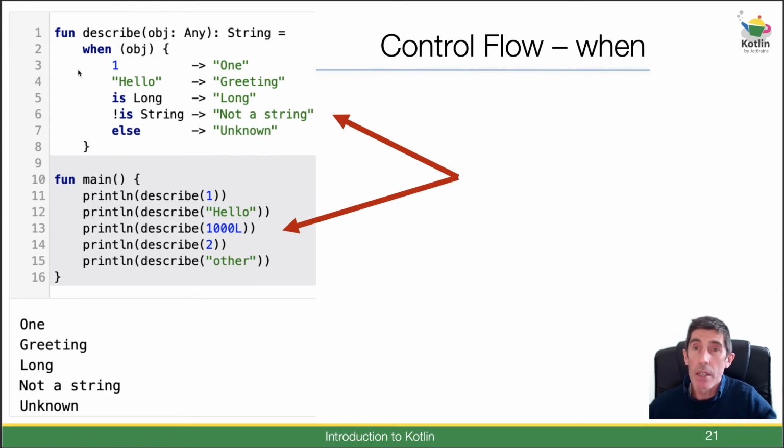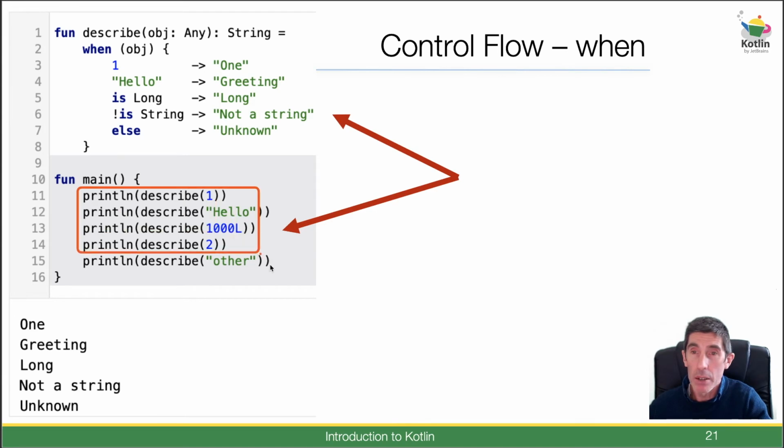But if that object happens to be a value 1, we'll return the string 1. If it's the text hello, we get greeting. If it is a long type, we do that. If it's not a string type, we do that. Otherwise, we do that. So there's a lot going on in there in a very short number of lines of code.